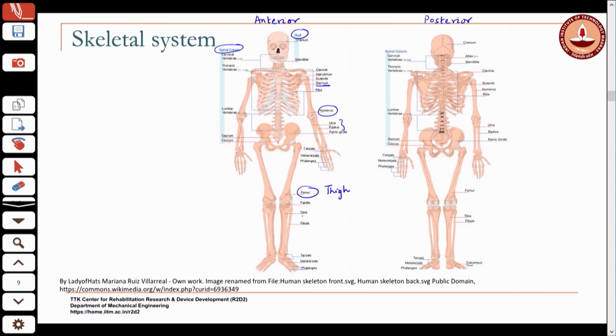And then below the femur comes the tibia. The tibia sometimes is also called the shank, and there is also another long bone by the side of it called the fibula. And then you have the bones of the hand and the bones of the feet. The hands and feet are actually made up of many bones.